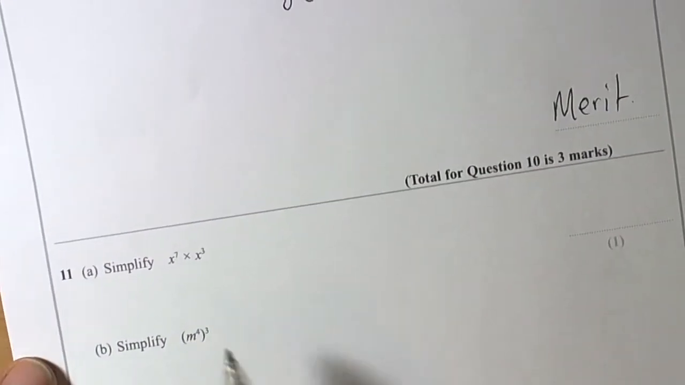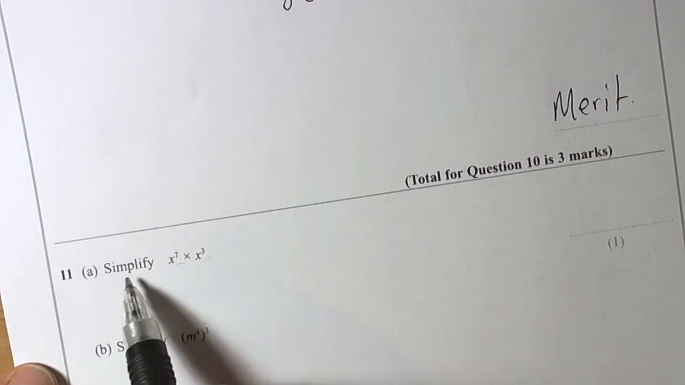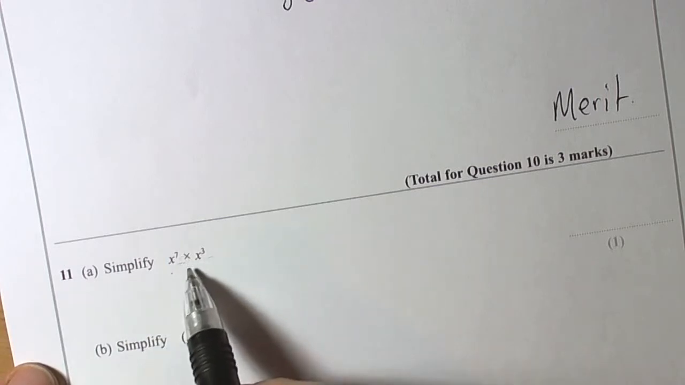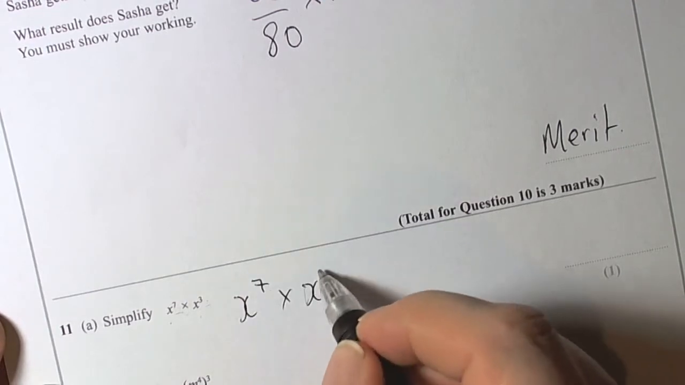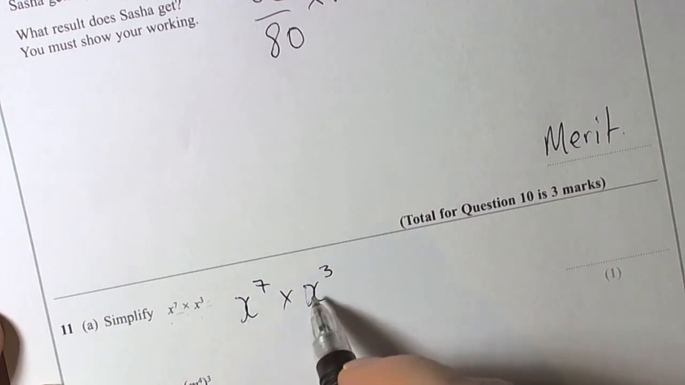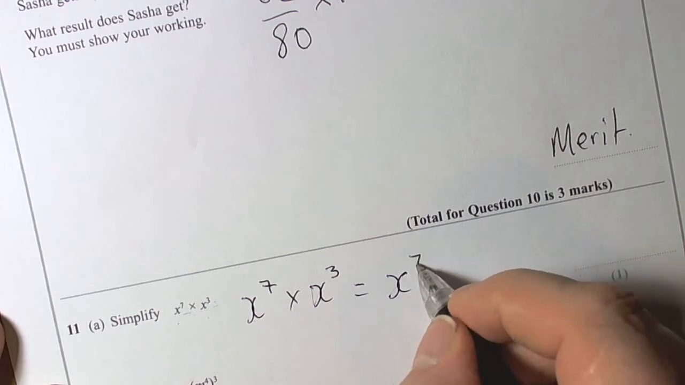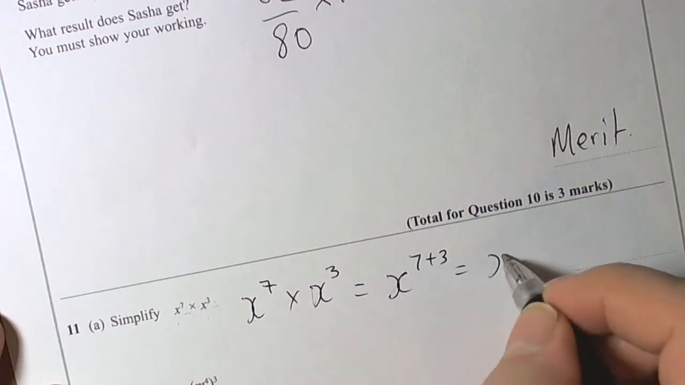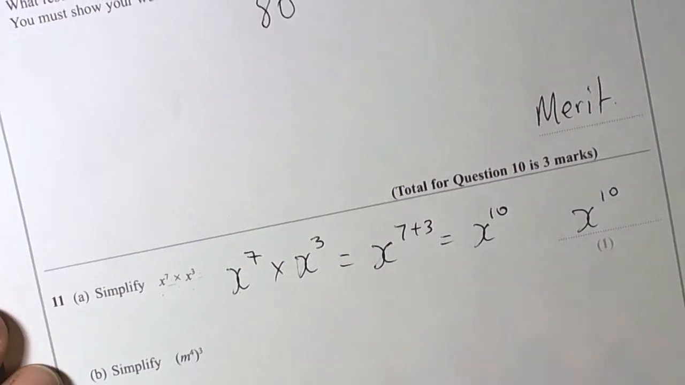So here we've got some questions that look like they're using the rules of indices. So the first question says we've got to simplify x to the power of 7 times x to the power of 3. So what we've got to remember is that when we're timesing with the same bases, so the bases here are both x's, we can add the powers. So this is going to be the equivalent of 7 plus 3, so x to the power of 10. So the answer here, x to the power of 10.